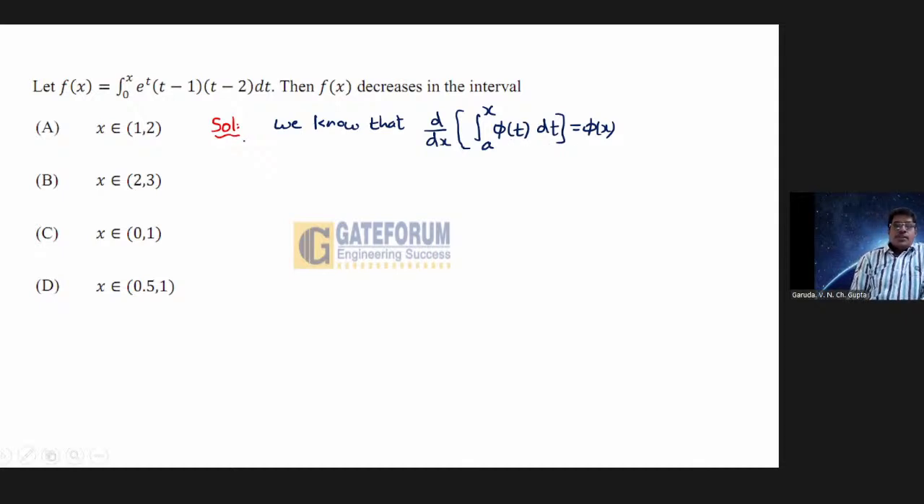Okay. Now, f dash x is equal to d by dx of f of x.